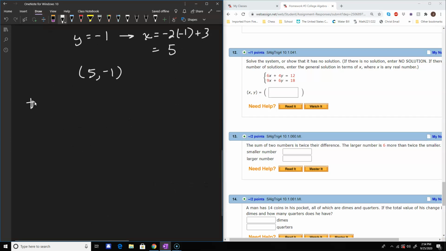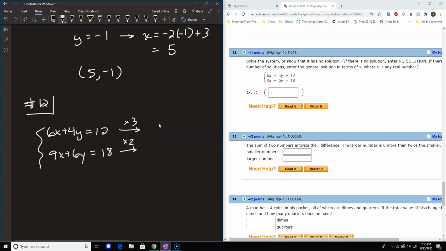So number 12 here, it's basically both lines represent the same equation, right? So we get 6x plus 4y equals 12, and 9x plus 6y equals 18. So this is the system of equations. So if you multiply this equation by 3 and this equation by 2, you'll notice that actually it's really the same equation. So it would come out to 18x plus 12y equals 36, and we would get the same thing down here. 18x plus 12y equals 36.